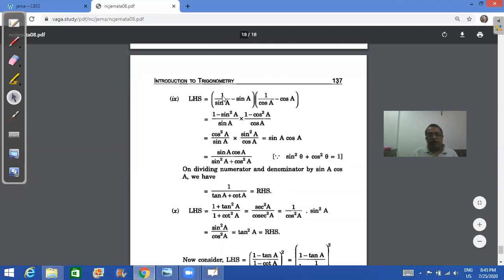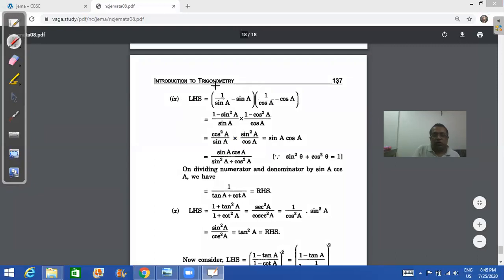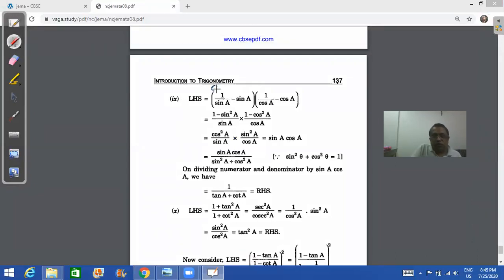Cosec is replaced with 1 by sin, and sin is replaced as it is. Then in the question we have sec A minus cos A. So sec is replaced with 1 by cos. So here actually the question has (cosec A minus sin A) into (sec A minus cos A), right? So what are we doing? Instead of cosec, we are replacing with 1 by sin, and sec is being replaced with 1 by cos, right? Hope it's clear now.